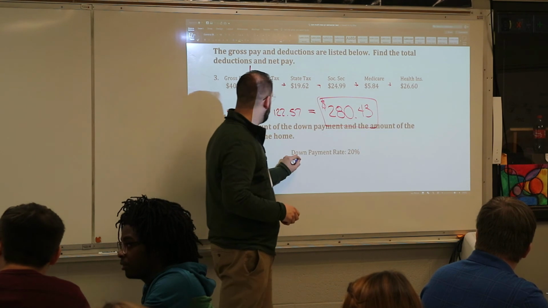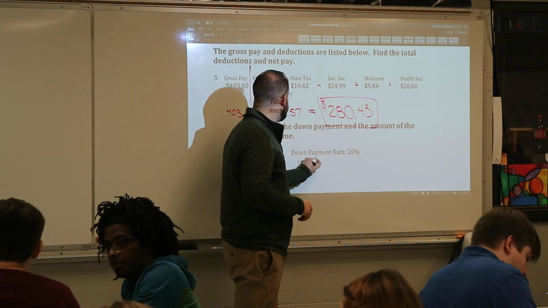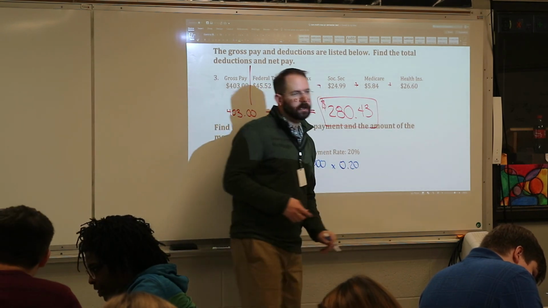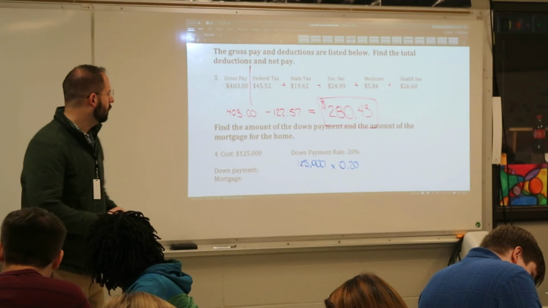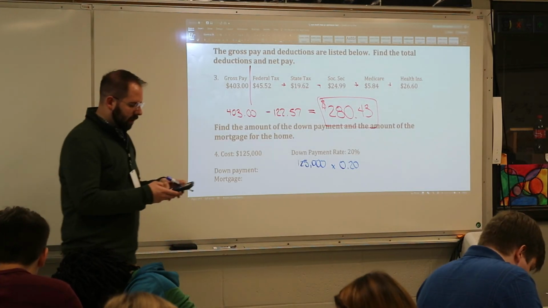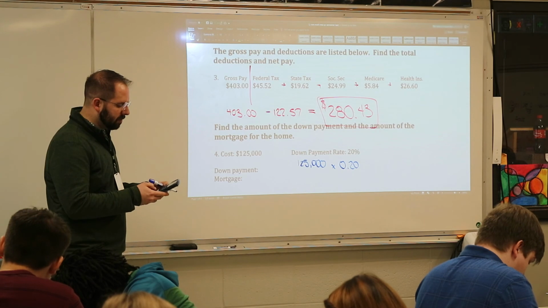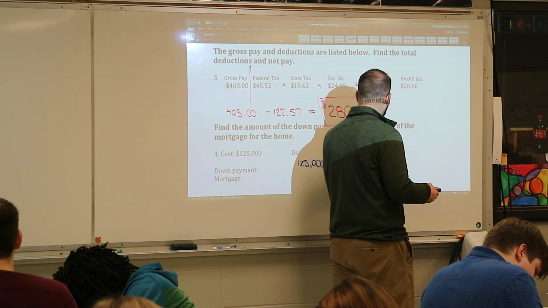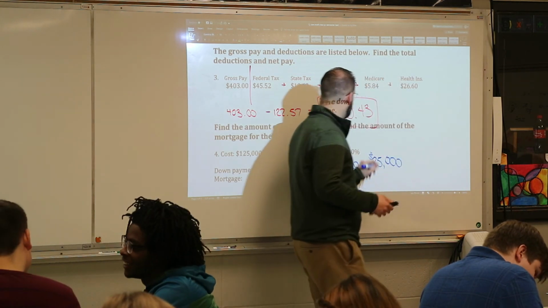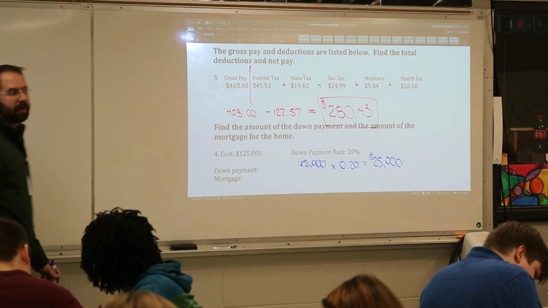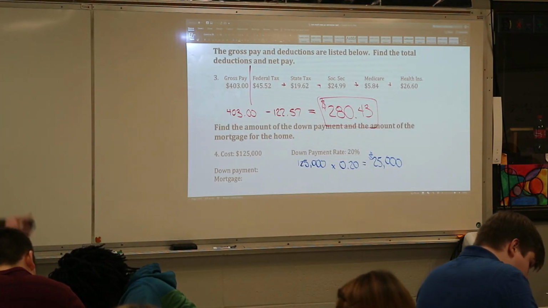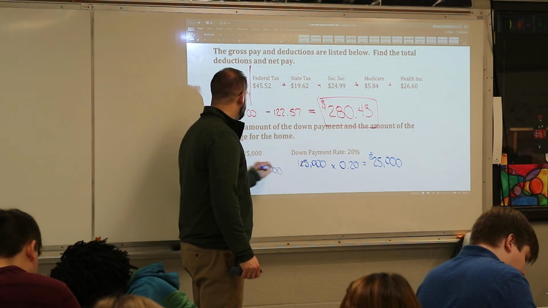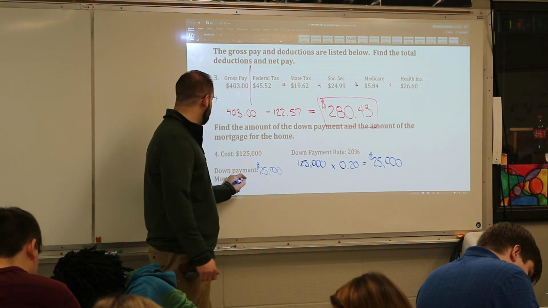First step. Take your $125,000 times the down payment rate, 20% down payment. So 125,000 times 0.2. You're paying a down payment of $25,000. That means your final mortgage that you're going to agree to pay is 100 grand.